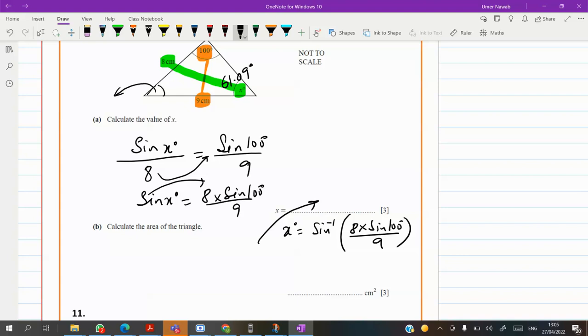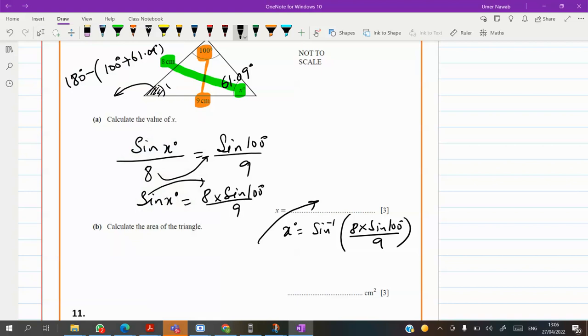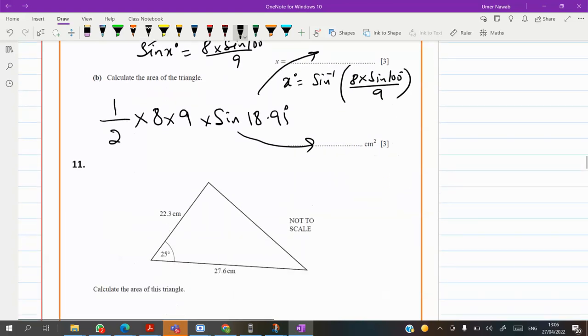So I want to get this third angle. I will tell you why I need a third angle. So 180 minus the sum of the two angles. Please find the third angle. 180 minus 100 plus 61.09 gives us 18.91. So I'm going to use this angle and the two sides to find the area of the triangle. Half times 8 times 9 times sine of 18.91, and that gives us the area of the triangle.